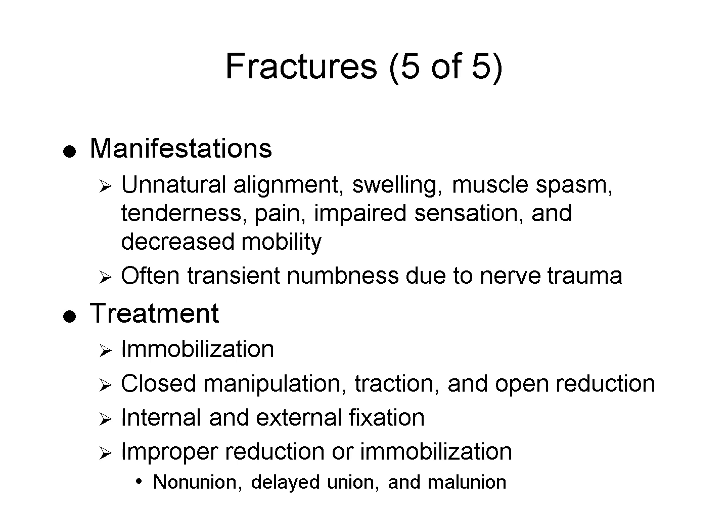Common signs of a fracture include unnatural alignment, swelling, muscle spasm, and pain. Patients may also experience numbness or impaired movement due to nerve involvement. Treatment may involve immobilization, traction, closed manipulation, or open reduction with internal or external fixation. Improper healing can lead to complications such as non-union, delayed union, or malunion.